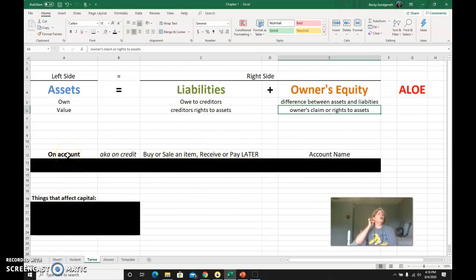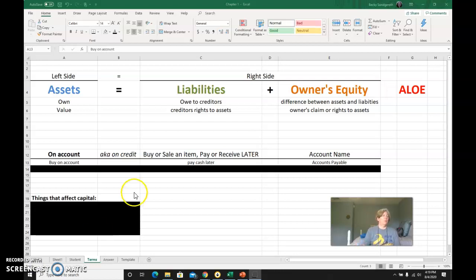But the words on account, what does that mean? What that means is it's on credit, which says that I can either buy or sell an item and decide to pay or receive the money later. So I can buy it and pay later, or I can sell it and receive later. And the account name that is impacted when this happens is different. So the first thing that can happen is I can buy on account.